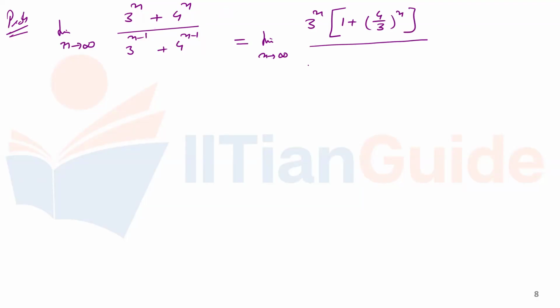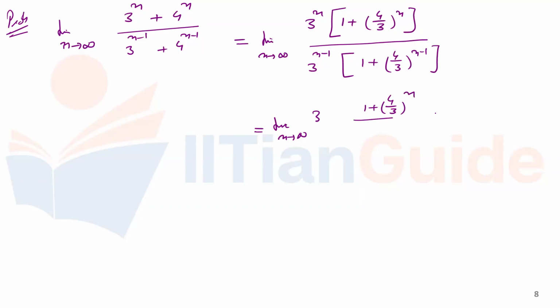I will take 3 power n minus 1 common from the denominator. After that, 1 plus 4 by 3 whole power n minus 1. Now, the next step that we can write: limits n tending to infinity, 3 power n divided by 3 power n minus 1 gives me 3. After that, I am left with 1 plus 4 by 3 whole power n. In the denominator, I am getting 1 plus 4 by 3 whole power n minus 1. Am I right?